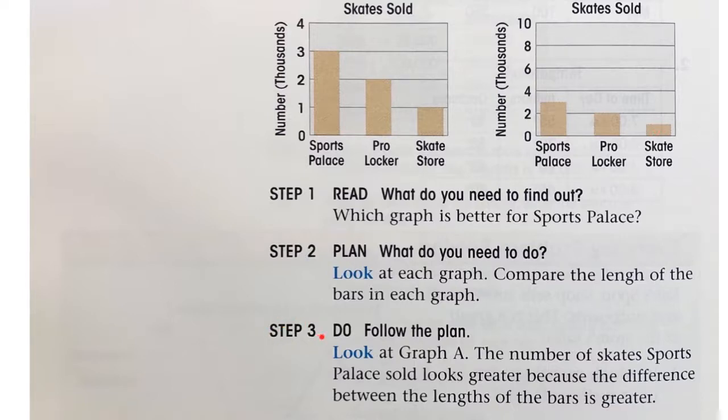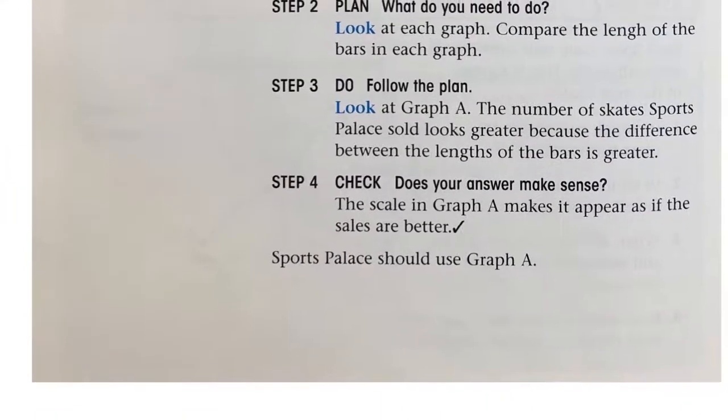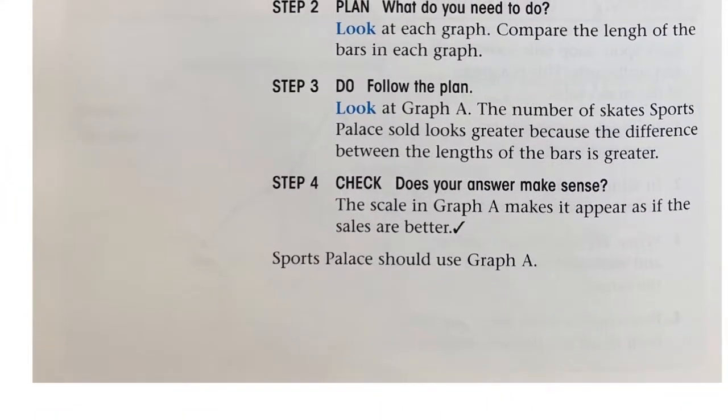Step 3. Do your plan. So we looked at it. Now follow the plan. So we looked at graph A. The number of skates Sports Palace sold looks greater because the difference between the lengths of the bars is greater. So that's the idea. The scale in graph A makes it appear as if the sales are better. So the Sports Palace should use graph A.